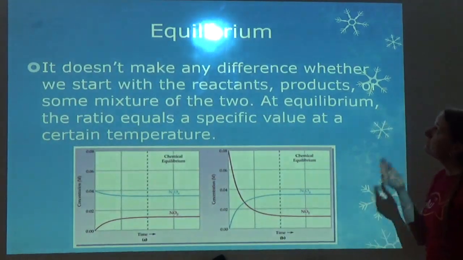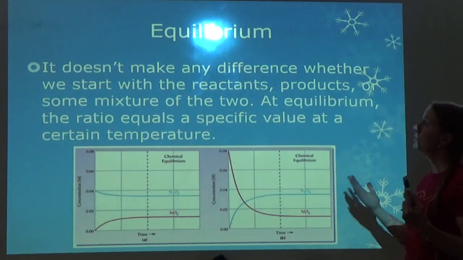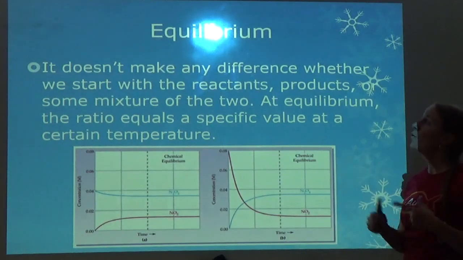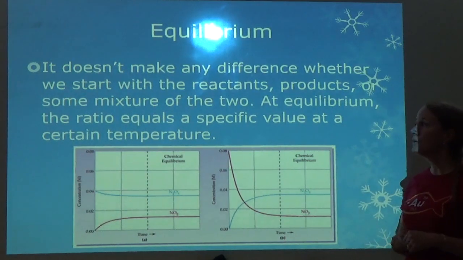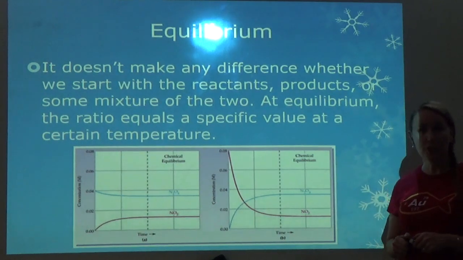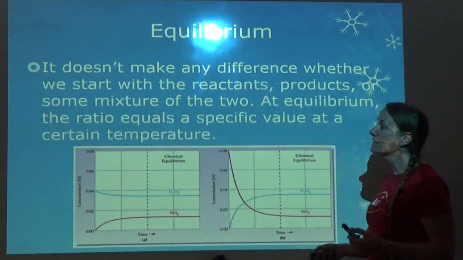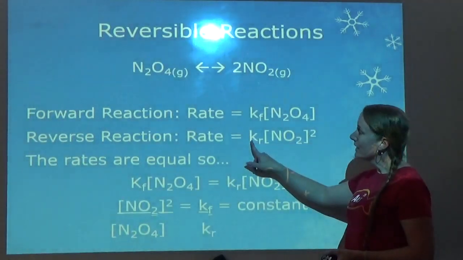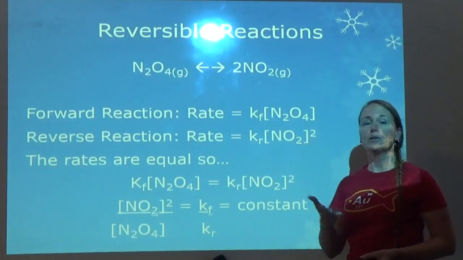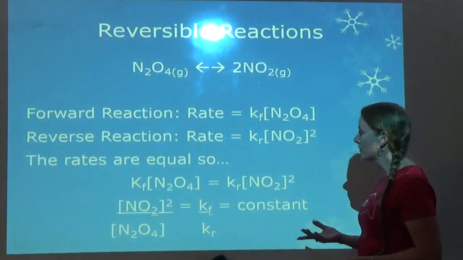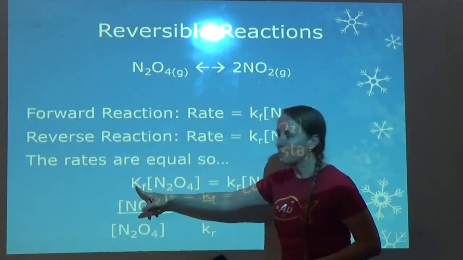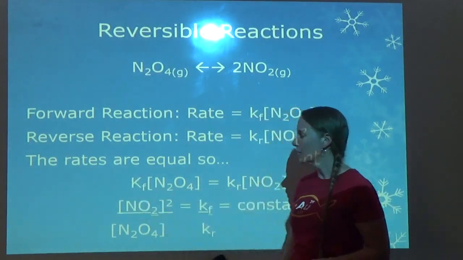All right, so it doesn't make any difference whether we start with reactants, products, or a mixture of the 2. At equilibrium, the ratio equals a specific value at a certain temperature. So just like the rate k, and this is going to be the difference, the rate k is a lowercase k. Equilibrium K is a capital K. Oh, it changed this to a capital K, probably because it's the first thing I typed. This should also be lowercase.